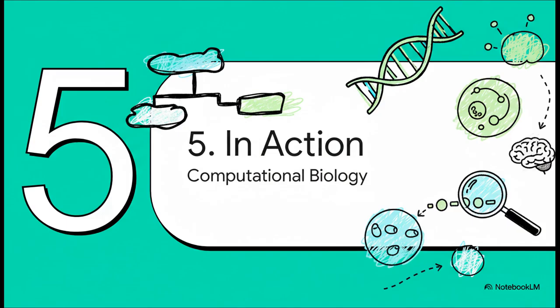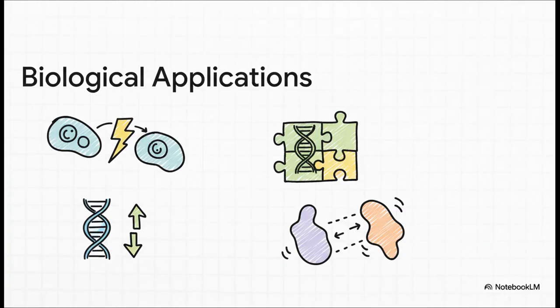This is all great in theory, but where is this stuff actually being used? Where does the rubber meet the road? Let's look at some really powerful real-world applications, focusing on the incredible field of computational biology. The impact here is just huge. Decision trees are helping researchers predict these really complex genetic interactions in yeast. I mean, they're helping uncover the very mechanisms of life.